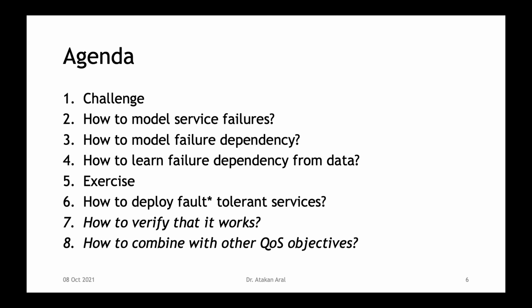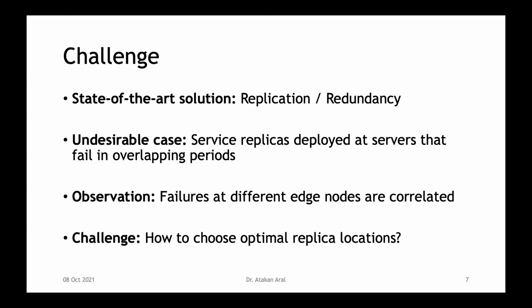So let's continue with the challenges. I already told you the challenges of edge computing in comparison to cloud. And the state-of-the-art solution for edge reliability is replication, or in other words, redundancy. So you replicate your services. If one replica fails, you can still serve the users from the other replica. So you are running it in a redundant way.